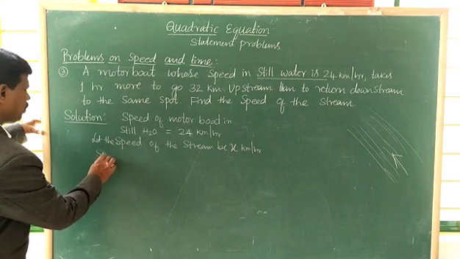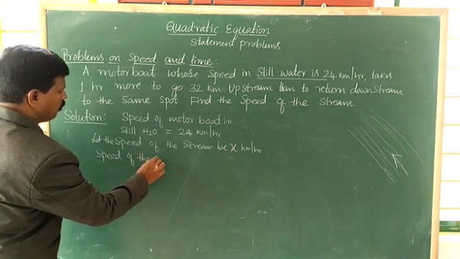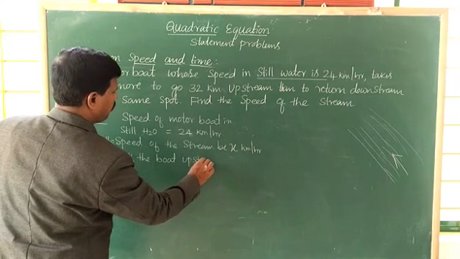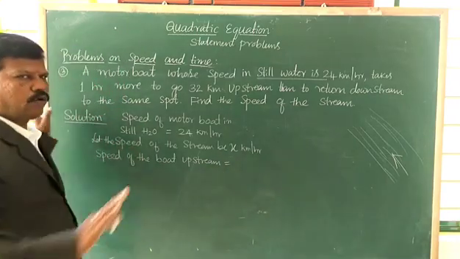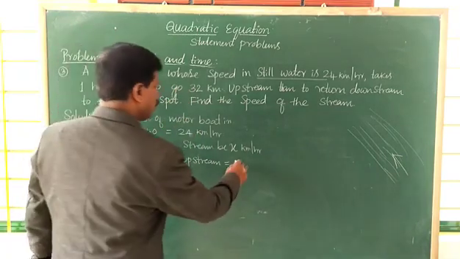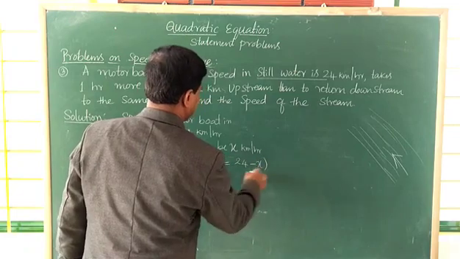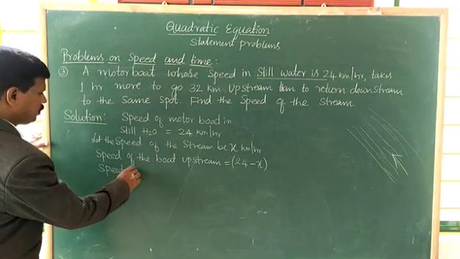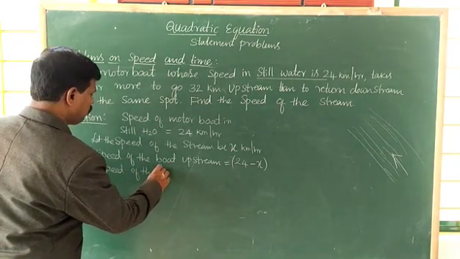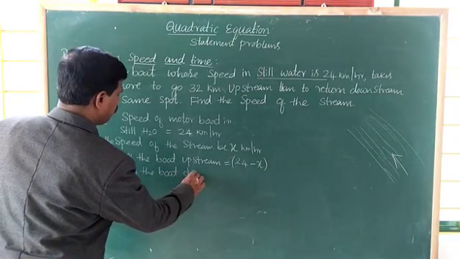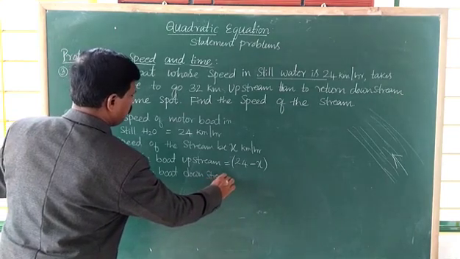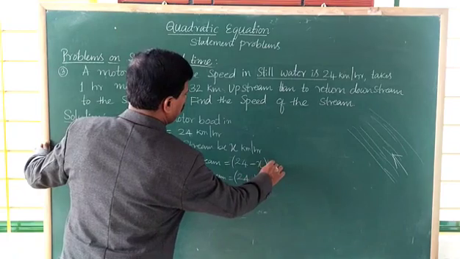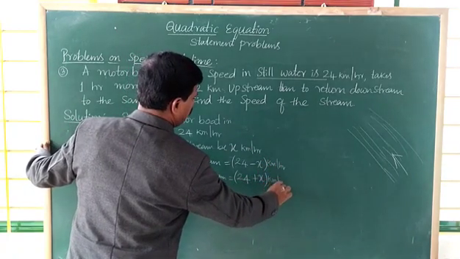Then the speed of the boat upstream: when you are going against the current, your speed decreases, so it becomes 24 minus x km per hour. Then the speed of the boat downstream: it is adding, speed of the boat plus speed of the stream, 24 plus x km per hour.